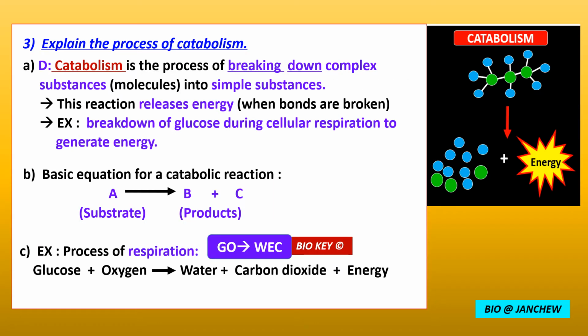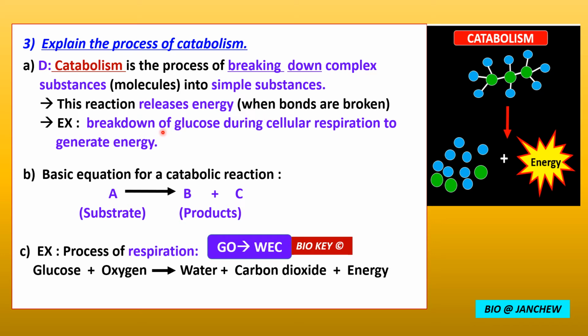Next, let us explain the process of catabolism. Catabolism is defined as the process of breaking down complex substances or molecules into simple substances. For example, here we see a complex substance or molecule made up of many atoms. When it's broken down to form simpler molecules or atoms, this reaction releases energy because the chemical bonds are broken.